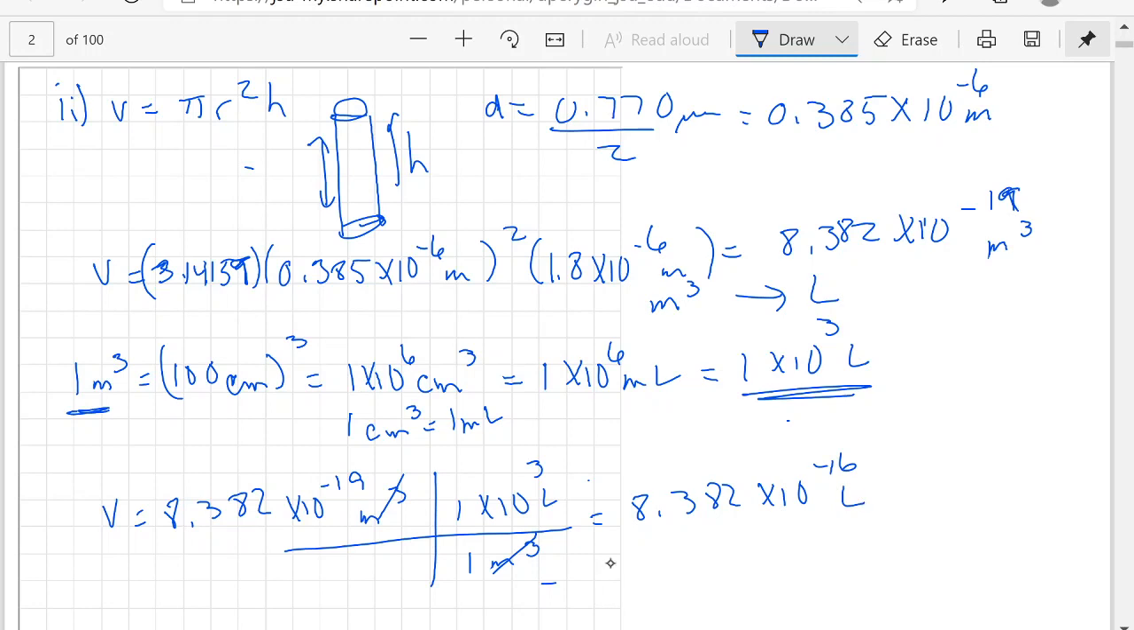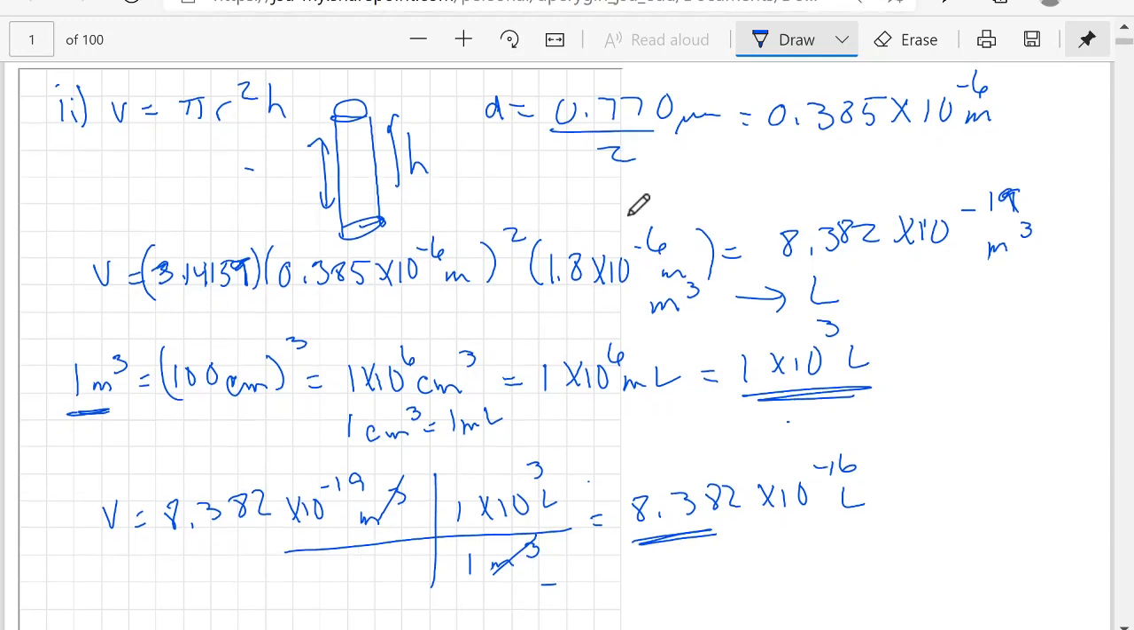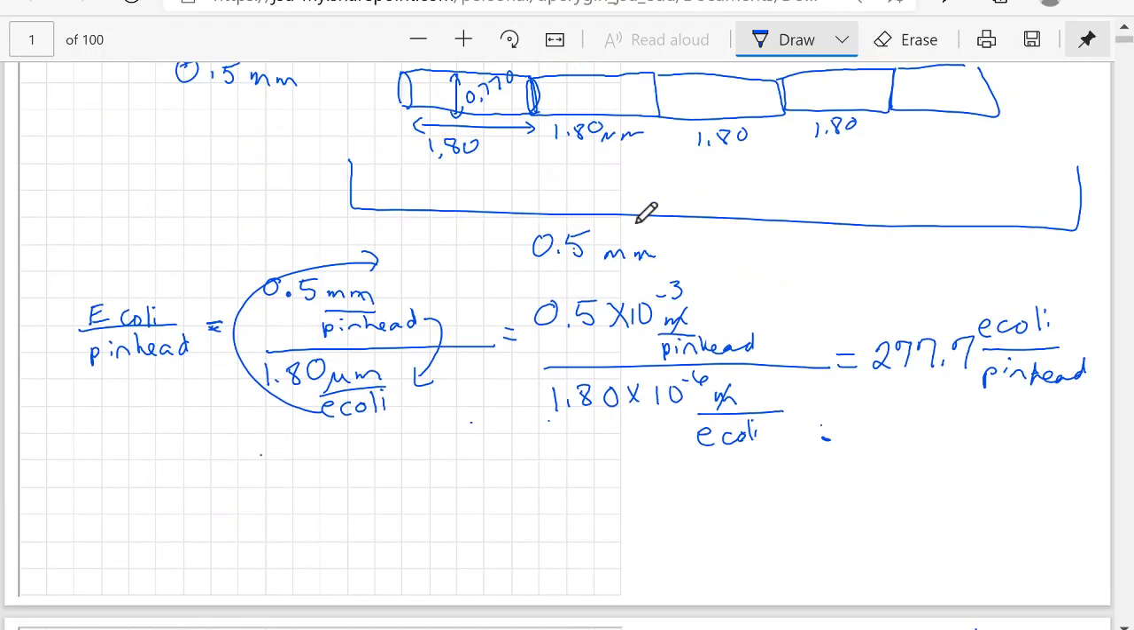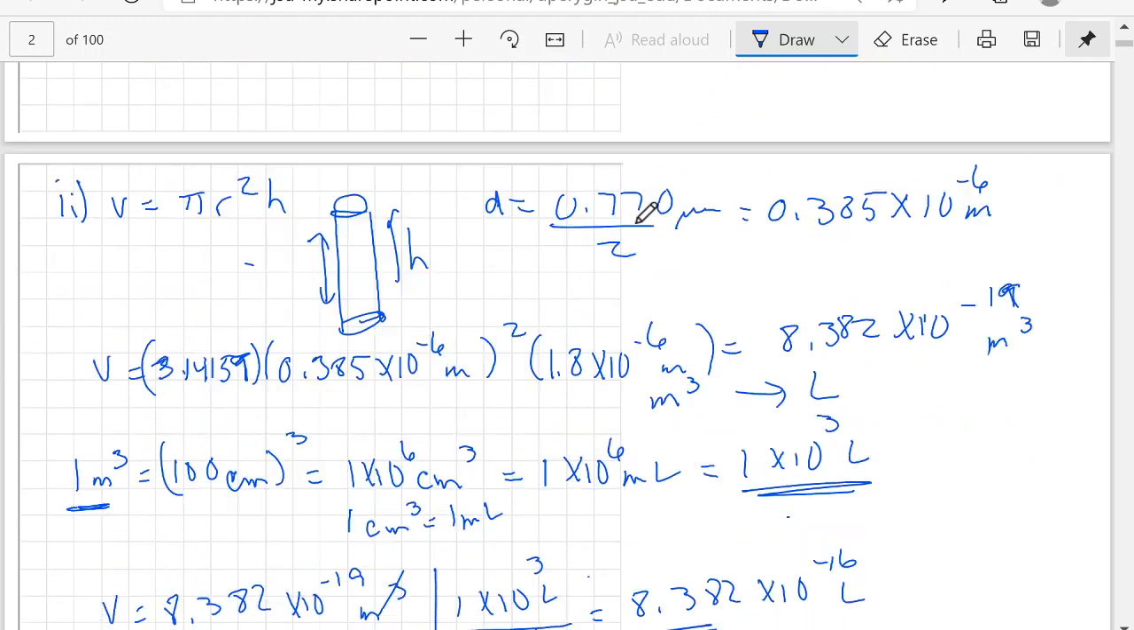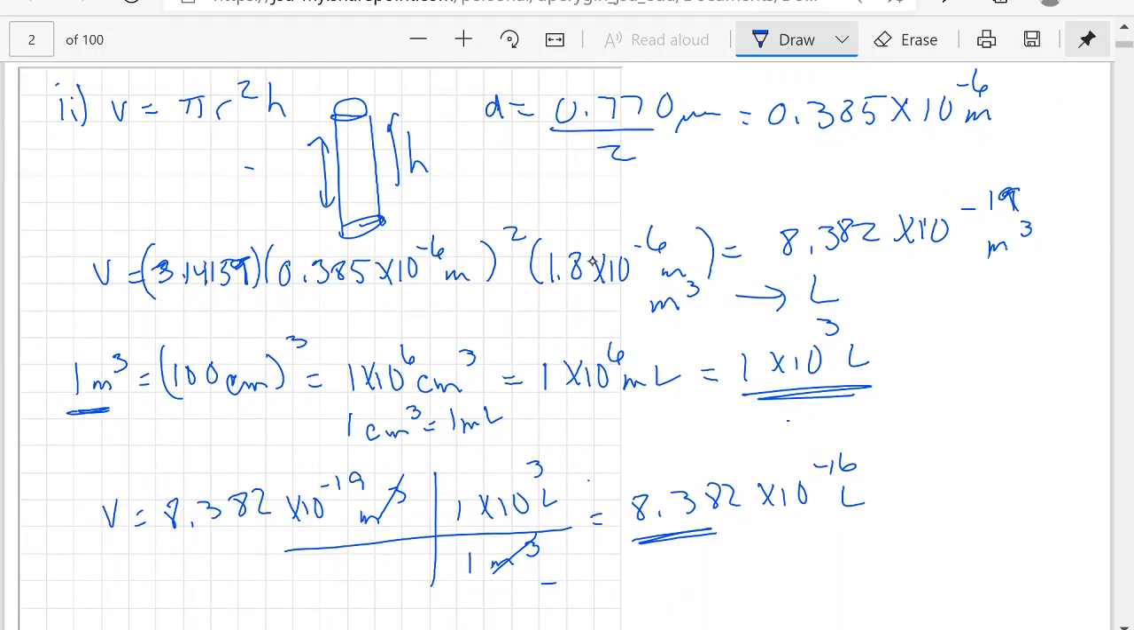So you'll have to look at your sig figs. I think we had 3 sig figs. Look at your sig figs and put it in according to the number of significant figures that you had. So go back and look at, I think we had 3 actually. I think this was supposed to be a 0 behind it. Okay, so probably 8.38 times 10 to the minus 16 liters will be the correct answer.